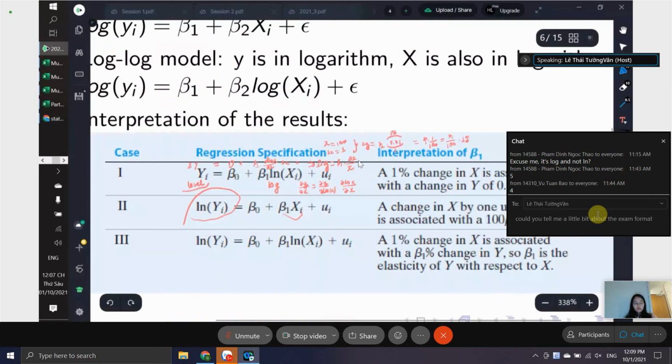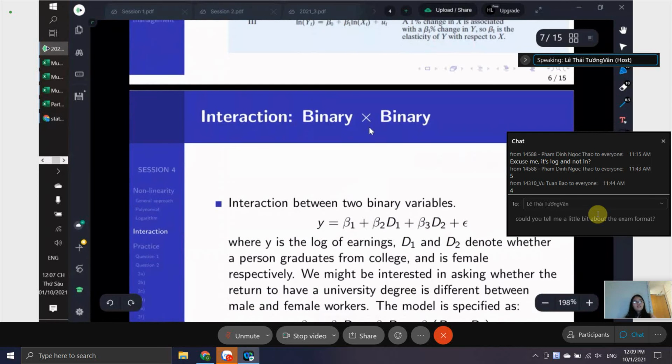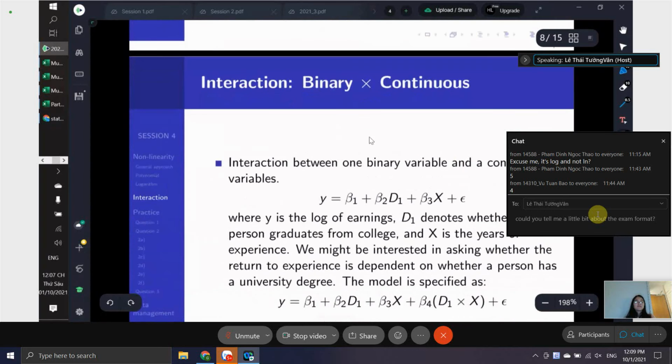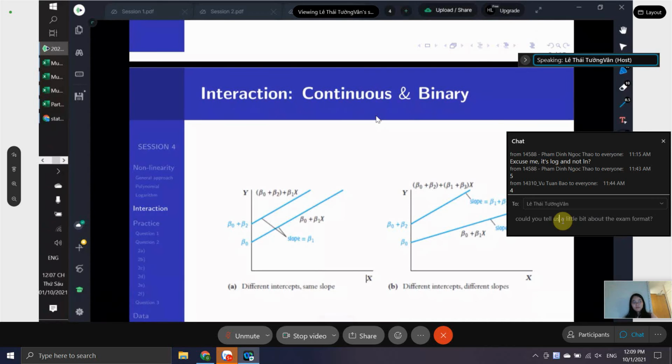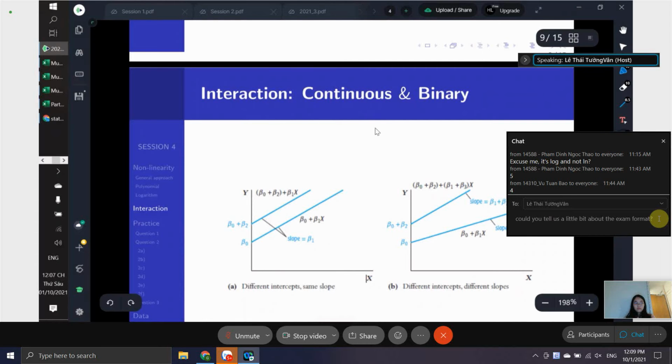Now, of course, in the slide, I also included the interaction. Interaction is kind of a discontinuity design, allowing you to specify the models so that there is a jump of the impact.